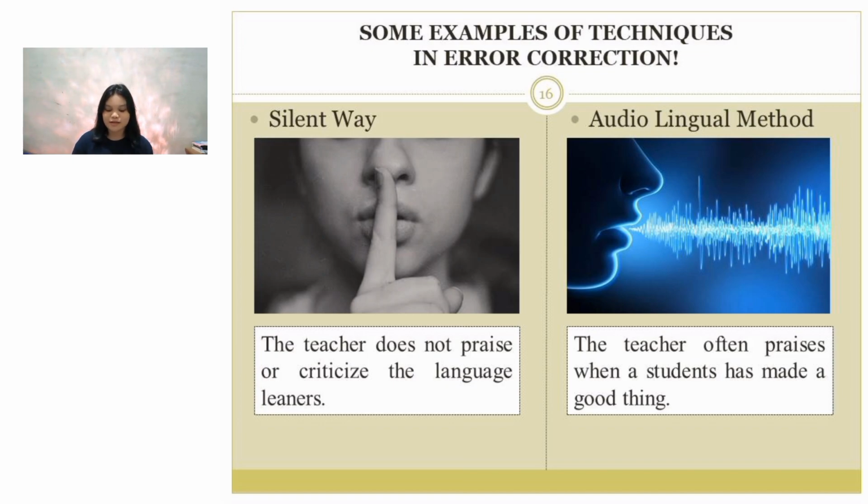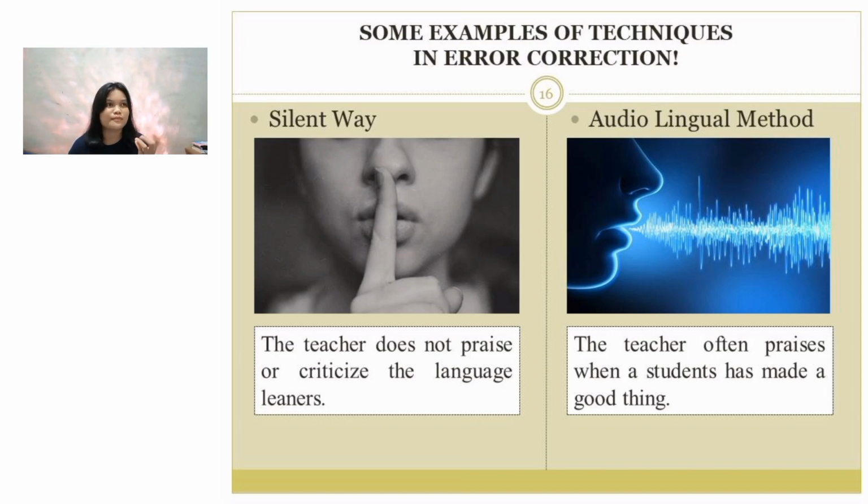In the next slide, I also give some examples of techniques in error correction. This is an example of how a technique is implemented by the teacher. The first one is the silent way. The teacher does not praise or criticize the language learner. So if the student makes a really big mistake, the teacher does not criticize them. The teacher is not allowed to get angry or anything like that with their students.